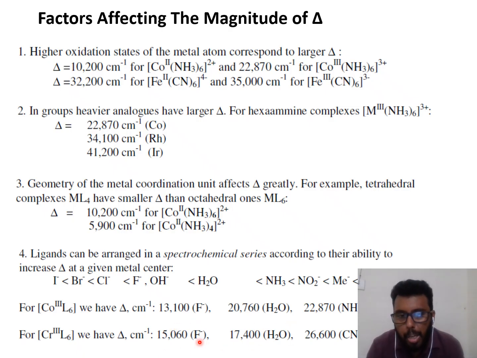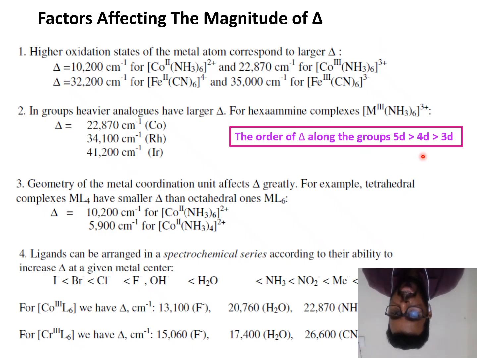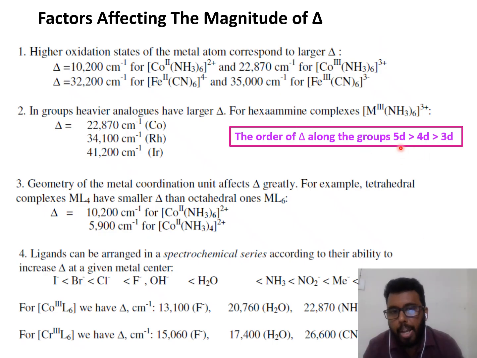Why? Because fluoride is the weak ligand, whereas aqua is the strong ligand. So strong ligands will give higher splitting energy. Similarly, here fluoride is giving lower, and aqua is giving higher. Similarly, the NH3 will be giving higher, and cyanide will be giving higher as well. So this is how this example will be here. Also the same. So the order of delta along the group follows this order: 5d, 4d, 3d.